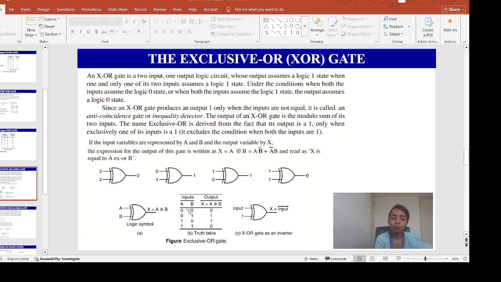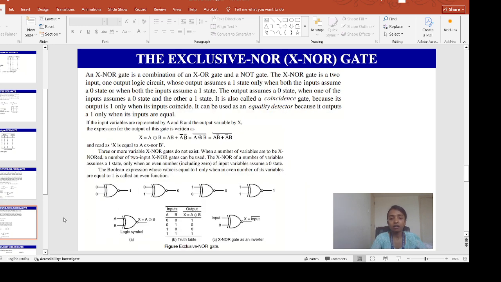When both of my inputs are the same, output will be 0. When the inputs are different, output will be 1. See, 0 0 same input, output will be 0. 0 1 different input, output will be 1. 1 0 different input, output will be 1. 1 1 same input, output will be 0. Okay. So these are the logic symbols of different input conditions. We can write the general form X equals A XOR B.